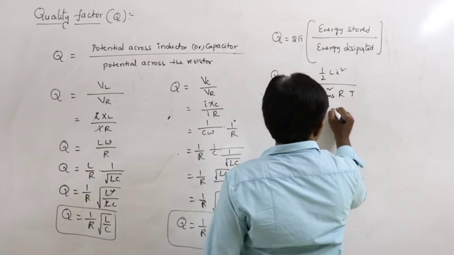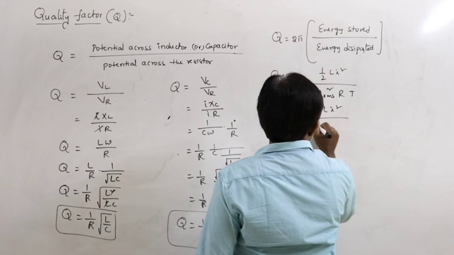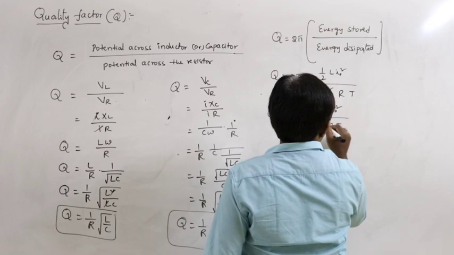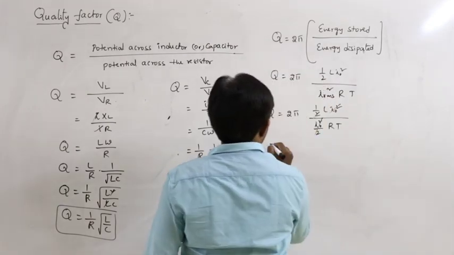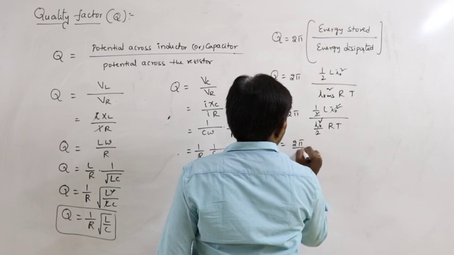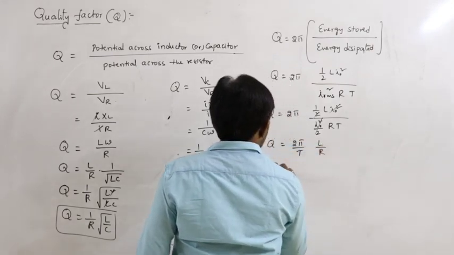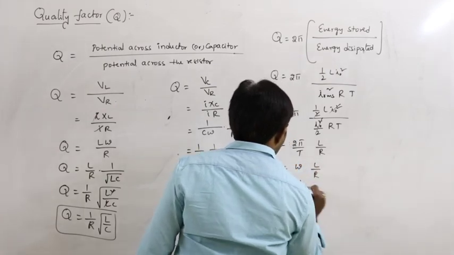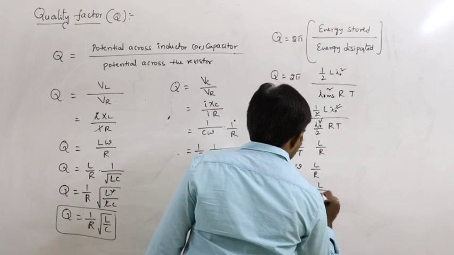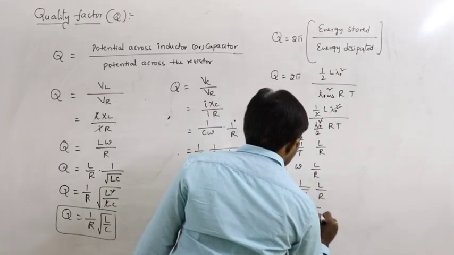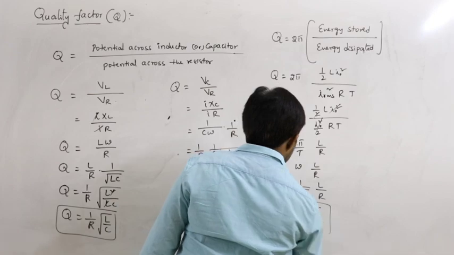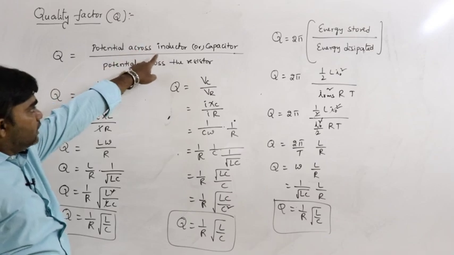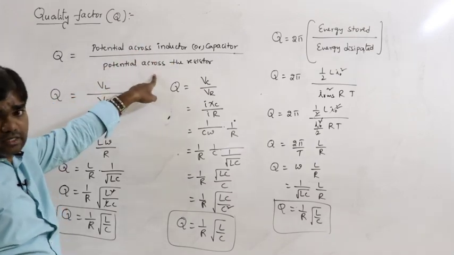So that is Li square by 2 divided by I RMS square, I naught square by 2 into RT. The I naught square by 2 cancels, so Q is equal to 2 pi by T into L by R. 2 pi by T is nothing but omega, so omega into L by R is 1 by root LC into L by R. So 1 by R into under root L by C, the same formula, but in different ways. Potential across the inductor or capacitor divided by potential across the resistor.